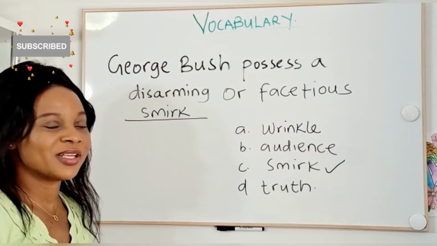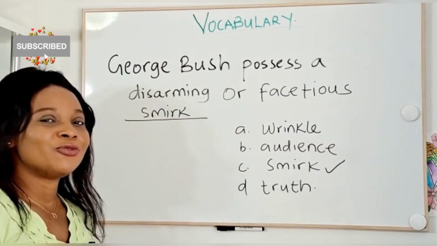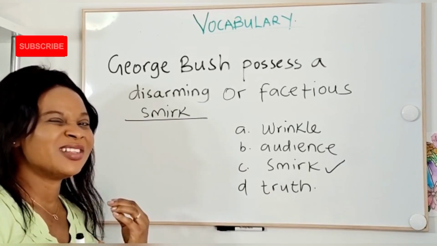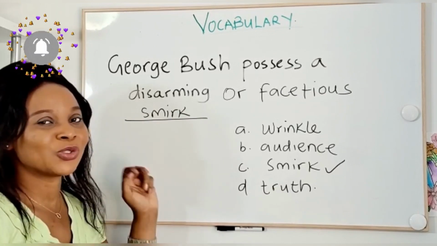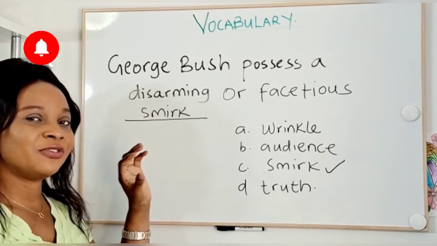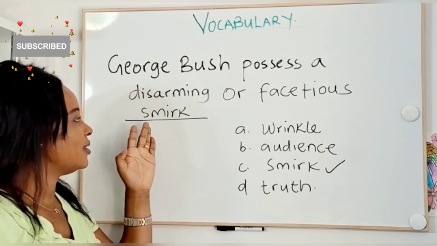It's not like a smile per se, but when someone looks at you, you've got this confidence in you. So it's called a smirk. Some people say, "Just take that smirk off your face." So this is the right option here. If you remember the definition of vocabulary, you will know that this is the right word here.